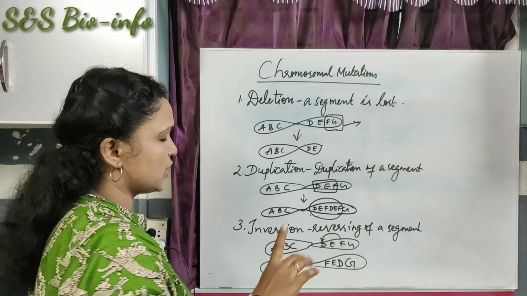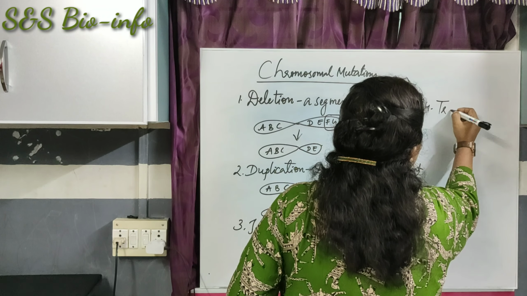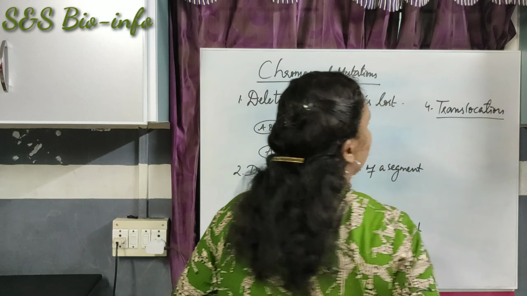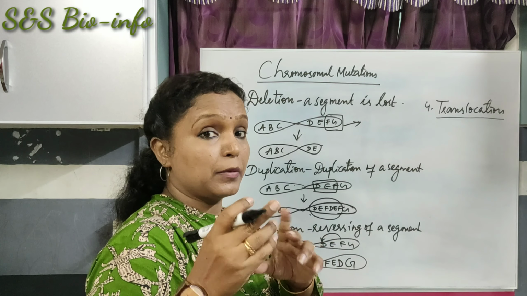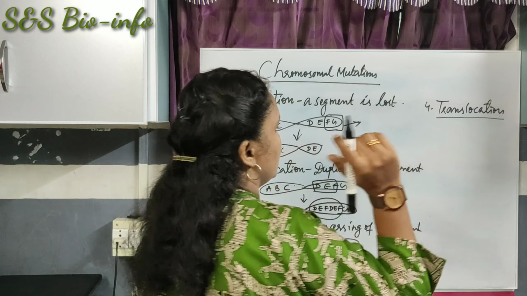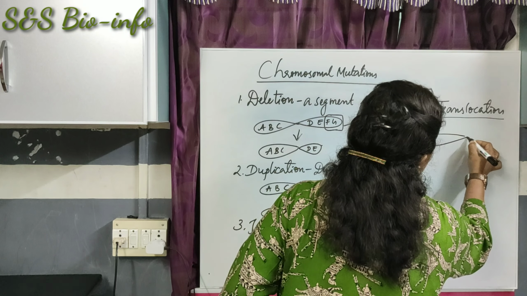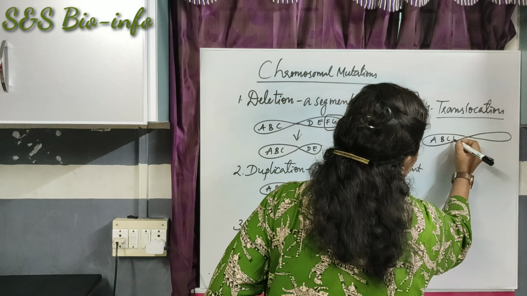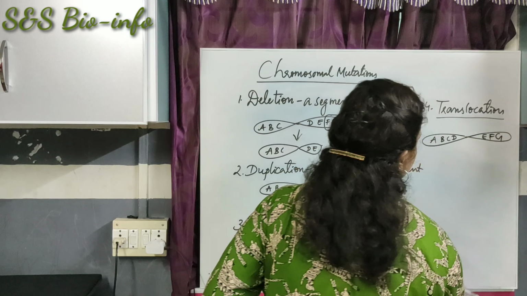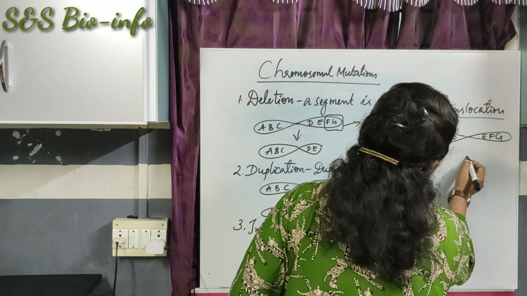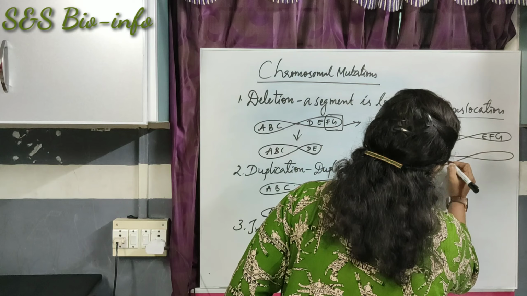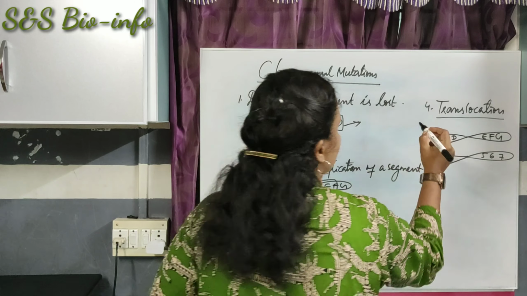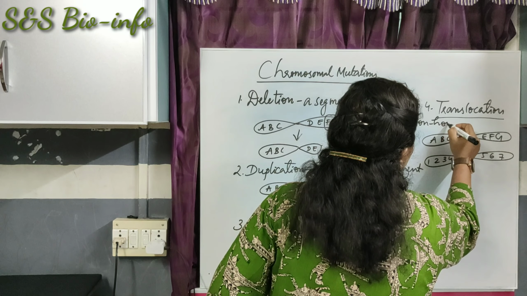The fourth one is translocation. Translocation is the exchange of segments between non-homologous chromosomes. So for this we need to consider two non-homologous chromosomes. One chromosome is with the A, B, C, D, E, F, G genes. Another chromosome with 1, 2, 3, 4, 5, 6, 7. So these two are non-homologous chromosomes.